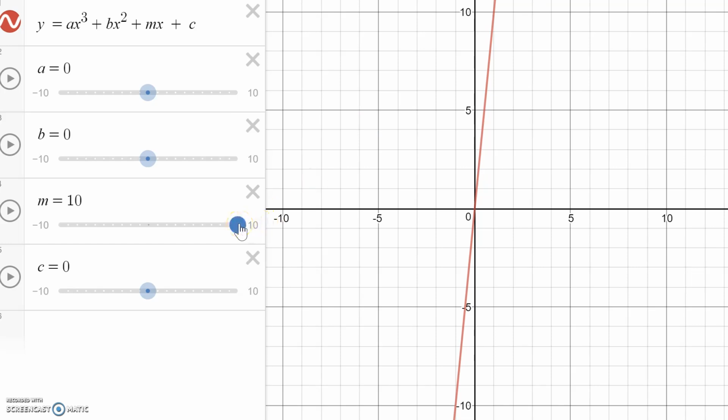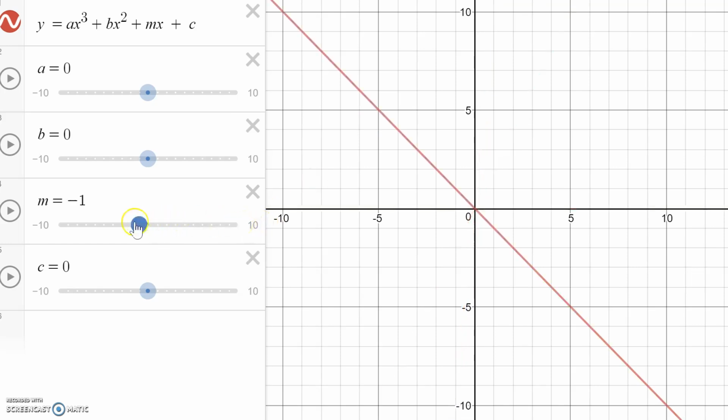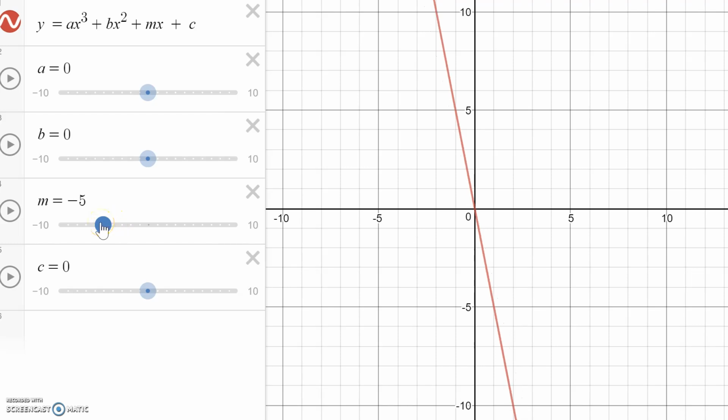Okay, negative gradient. What does it look like? If we make y equal to minus 5x, well, this time, when x goes up by 1, our y value decreases by 5. So this is a negative gradient. Okay, we've got a slope that goes from top left to bottom right.